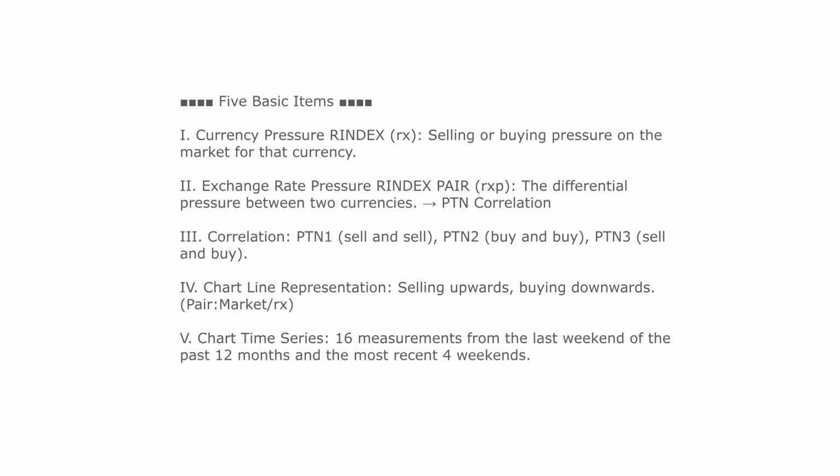4. Chart line display, selling in the upward direction, buying in the downward direction, pair, market/RX. 5. Chart time series, irregular x-axis, 16 measurements from the last weekend of the past 12 months and the most recent 4 weekends.